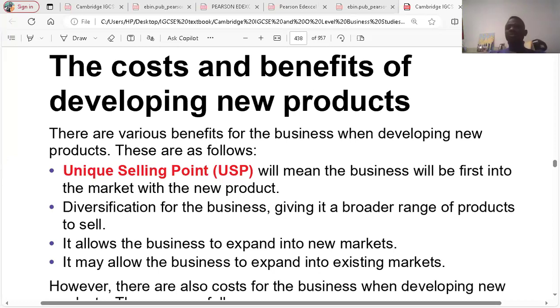So we continue with product development. Now we want to talk about the costs and benefits of developing new products. Of course, what is product development itself? Product development means you are strategizing, you are brainstorming, you are planning on making a new product to launch into the market. Afterwards, you measure the success. That is what product development is about. Brainstorming, planning, strategizing on developing a new product, which you have to launch into the market. Then you measure how successful it becomes.